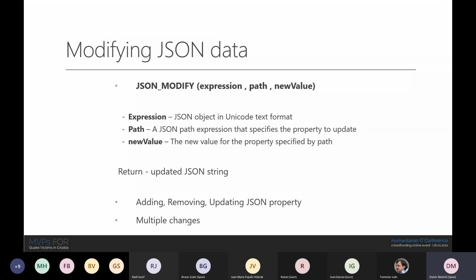Modifying JSON data. For that you can use JSON_MODIFY, and it allows you to update the value of an existing property. For example, you can also add a new element to an existing array. You can insert a new property and its value, and also you can delete a property, based on a combination of modes and provided values. How do you do multiple changes? Of course, with multiple calls of this function.